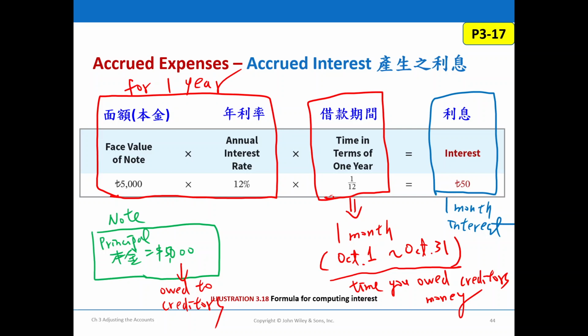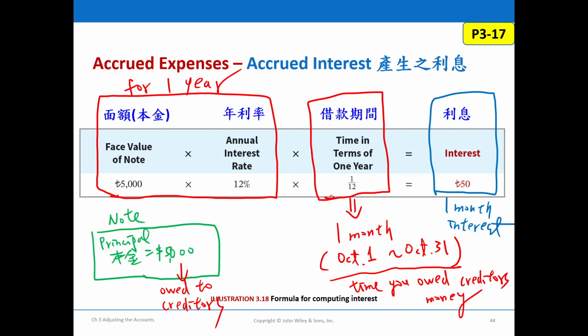1 month. So 1 month is 1/12. Okay? So you got the interest is $50 for 1 month. So October 1st to October 31st, 1 month passed. 1 month passed, you should have $50 interest incurred. Okay, so you should understand how to get the interest depending on the time.